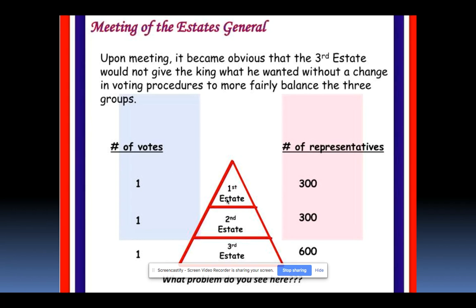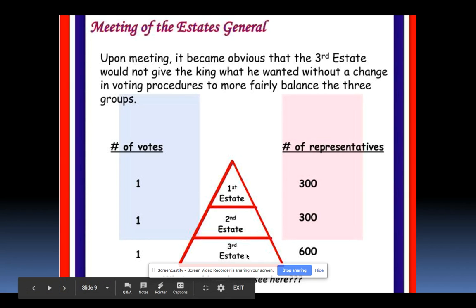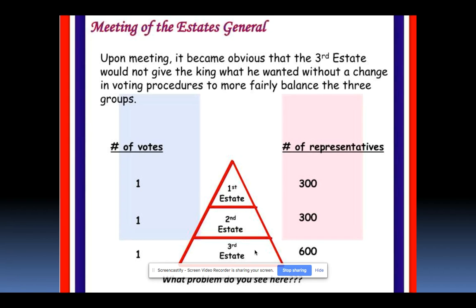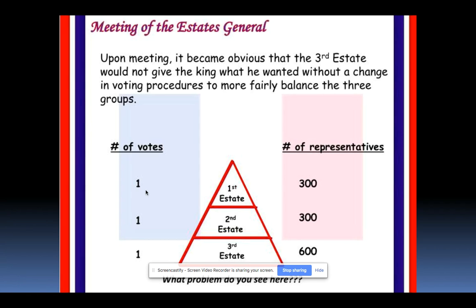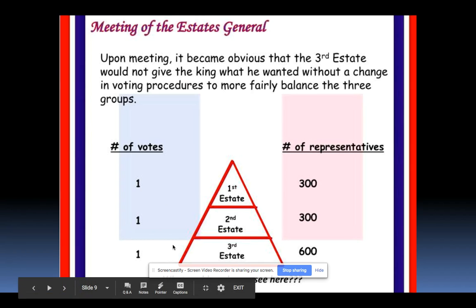So the first estate would be given one vote, right? And that first estate would typically have 300 representatives. The second estate would go ahead and have one vote, and they would also be given 300 representatives. The third estate, they would have 600 representatives amongst them. And the reason for this is because they're 95% of the population. Okay? So what would end up happening is each of these estates would go in their separate room and assemble and discuss how they would vote. And then they would have one representative vote for each of these estates. One for the first, one for the second, one for the third.